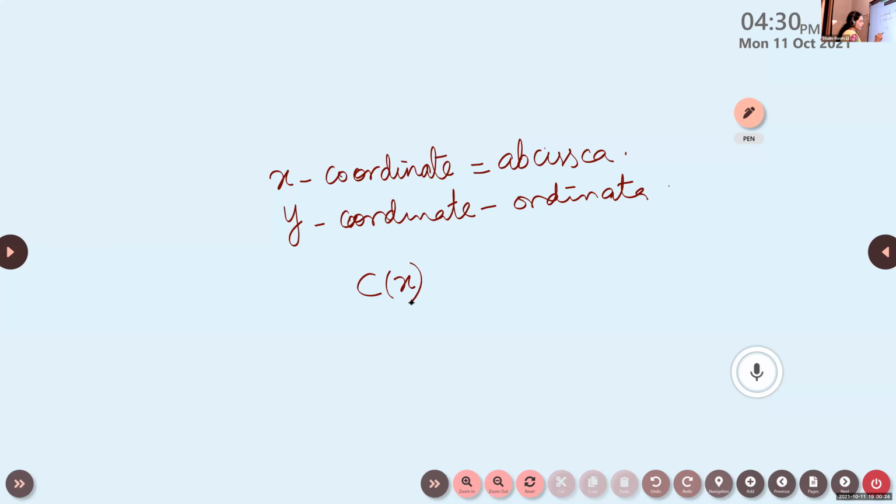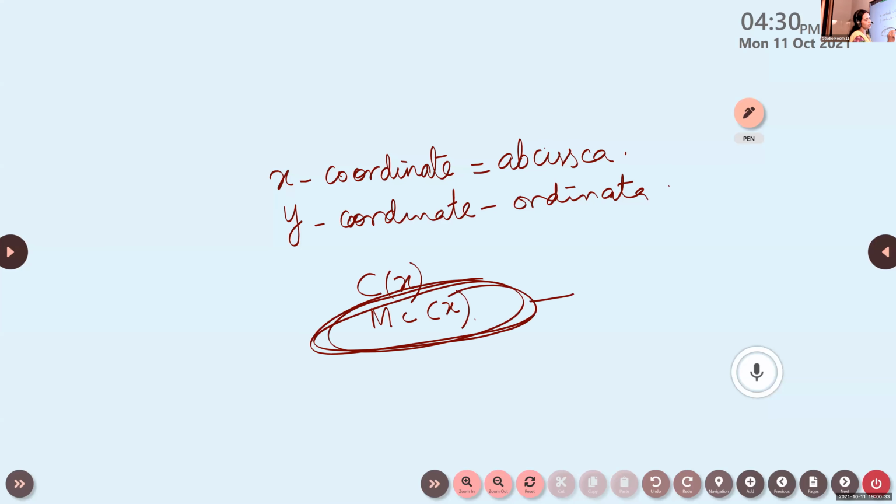What do you have to do? First find the marginal cost. For this marginal cost function, you have to find the maxima, not for the cost function which is given. The question is, what is the maximum marginal cost? What is the minimum marginal cost? If it is asked like this, from the cost function you find the marginal cost. Then we find the maximum marginal cost and minimum marginal cost.